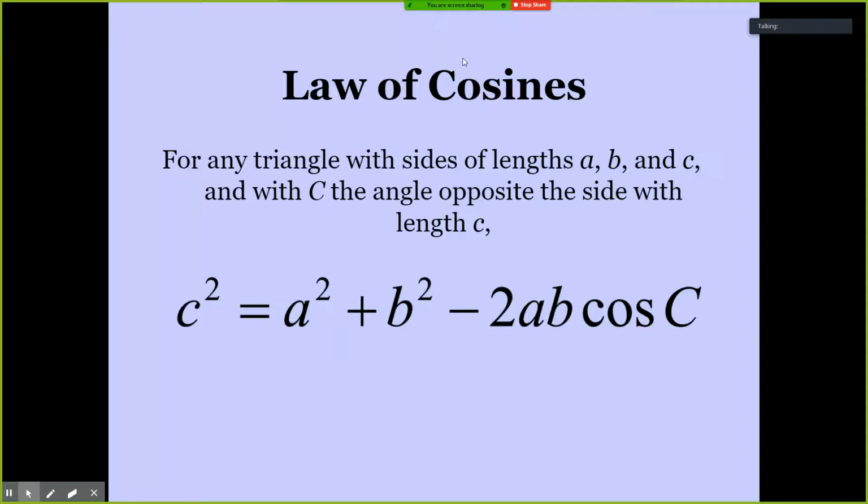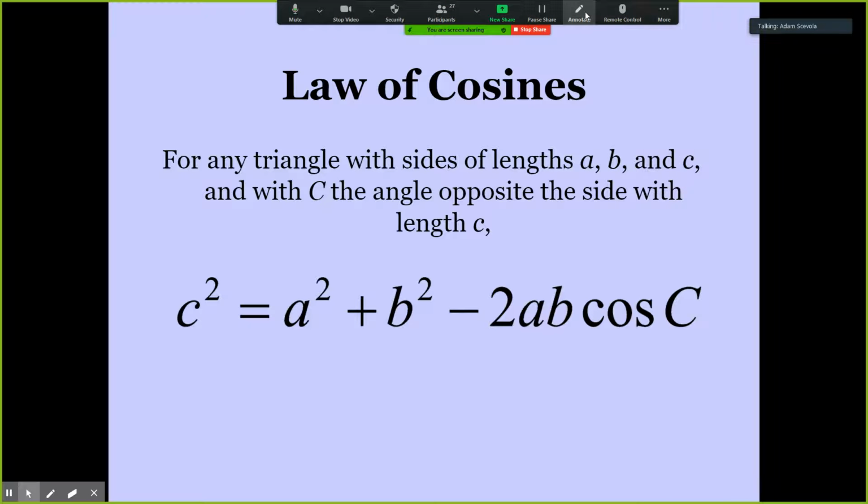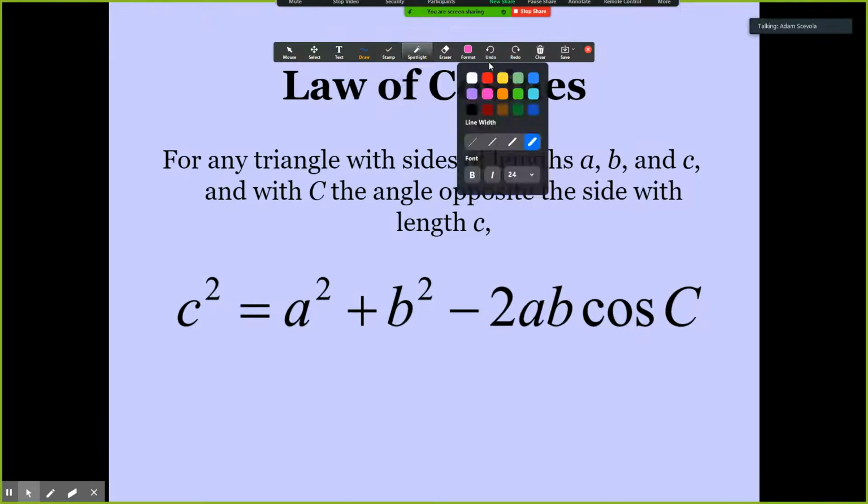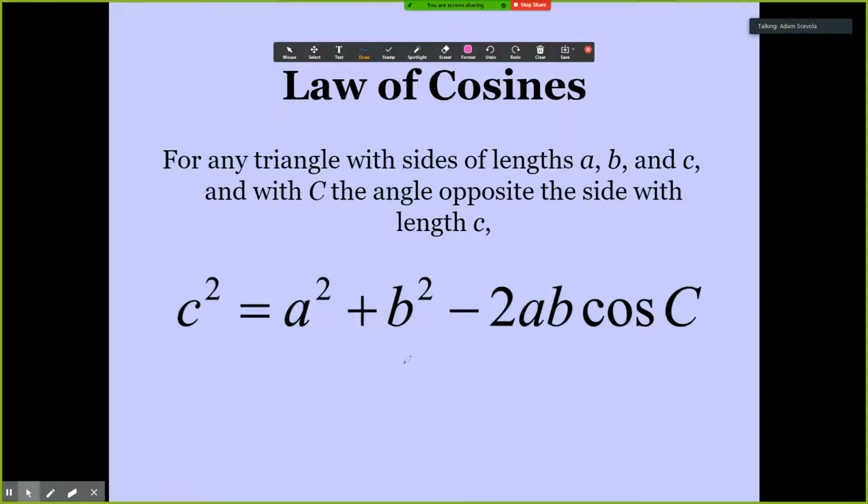If that something is negative 2ab, so negative 2 times a times b times the cosine of c, then you have what's called the law of cosines. So it's c squared equals a squared plus b squared minus 2 times a times b times cosine of c, where a, b, and c are side lengths and angle c, or uppercase C, is an angle.